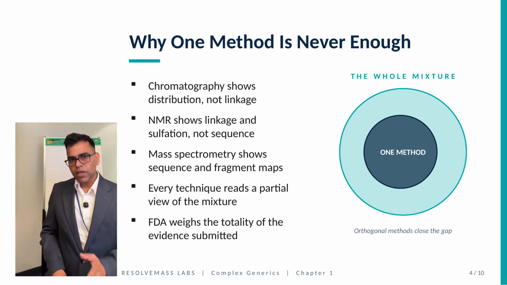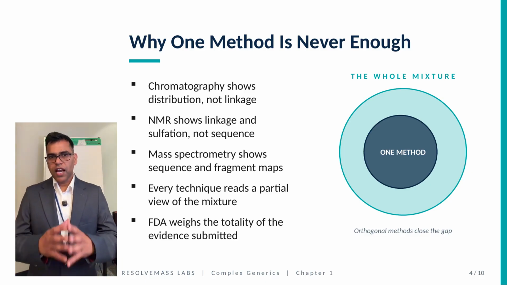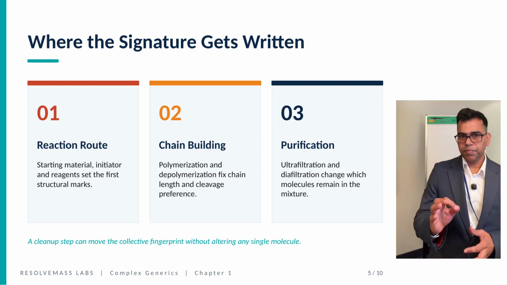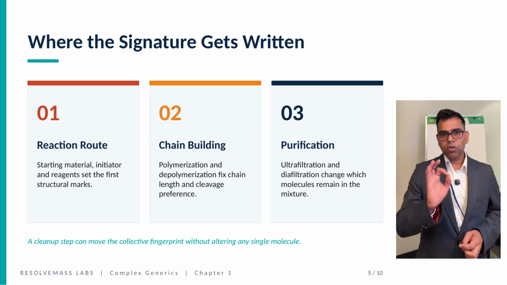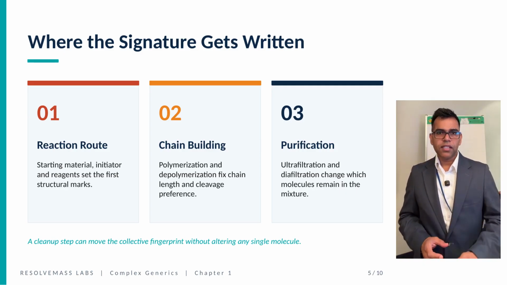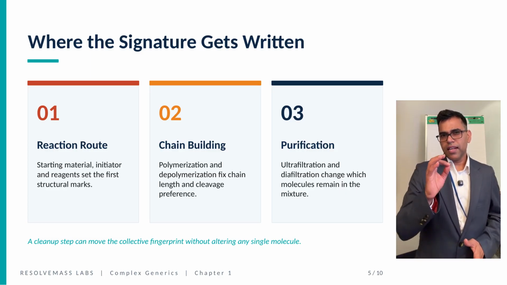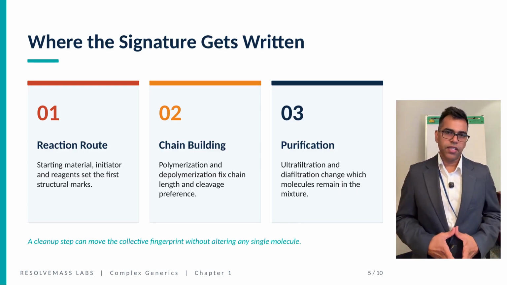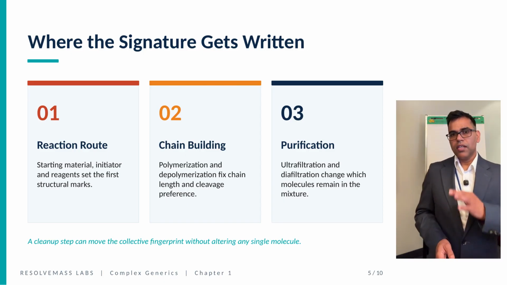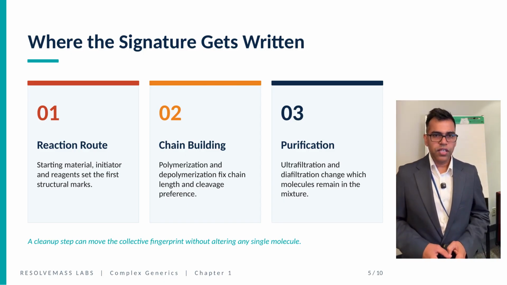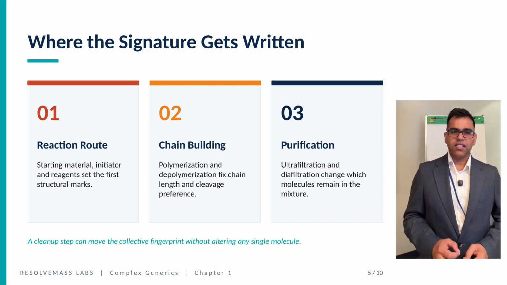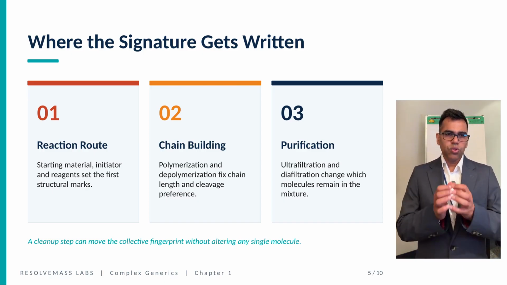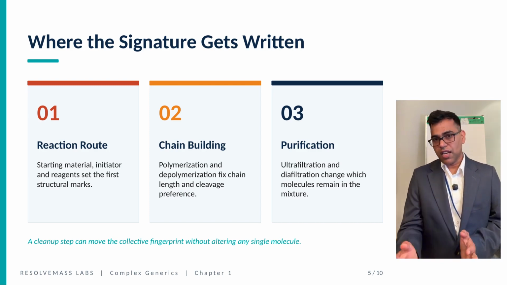FDA's 2022 draft guidance on sameness evaluation says it plainly. Use orthogonal methods to characterize the compounds, and the agency will weigh the totality of evidence. Orthogonal is not a buzzword here. It means methods that fail in different directions, so what one misses, another catches.